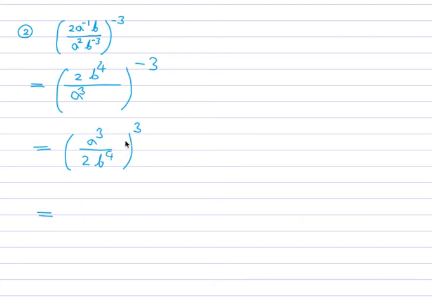Now everything will be cubed. So a to the power 3 to the power 3, which is 9, and 2 to the power 3, which is 8, b to the power 4 to the power 3, which is 12. 4 times 3, 12. And this is the answer.